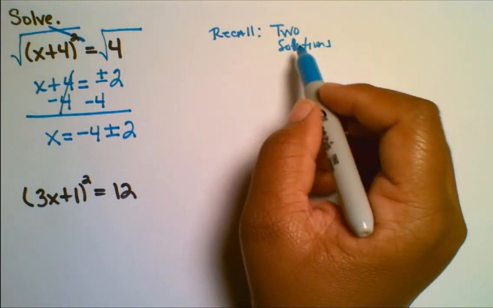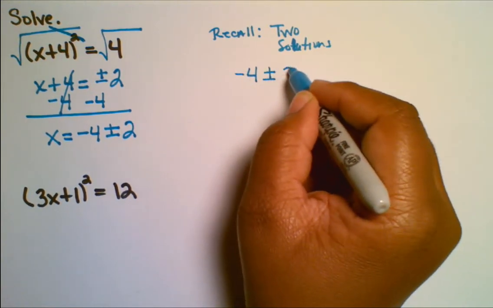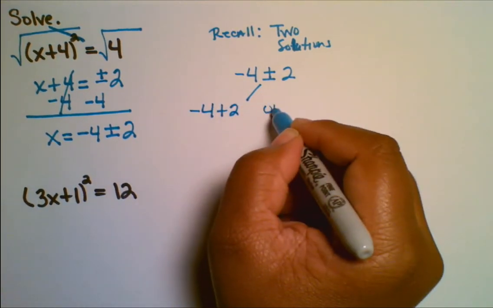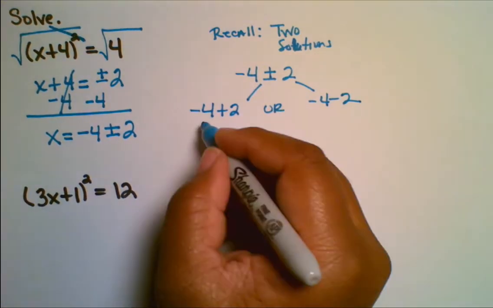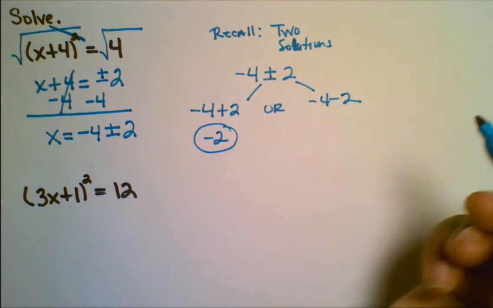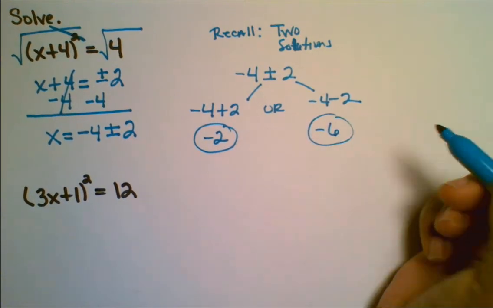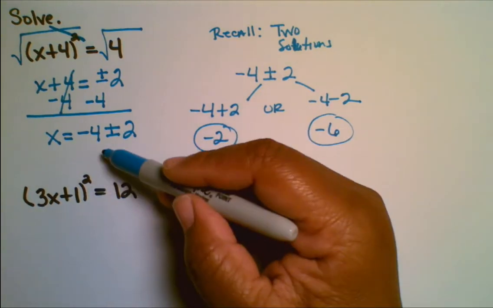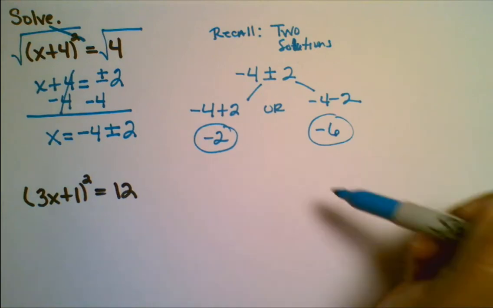Now remember, you have two solutions. So this negative 4 plus or minus 2 means negative 4 plus 2 or negative 4 minus 2. So for your solutions, negative 4 plus 2 gives us negative 2. That is one answer. Negative 4 minus 2, that is negative 6. That's your second solution. So whenever you have integers, go ahead and solve it all out and give the solution.